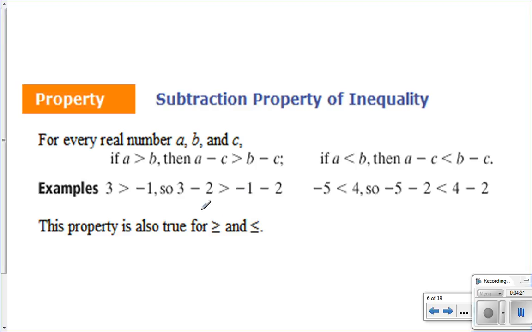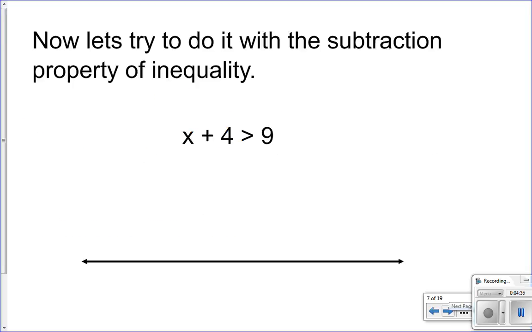Because over here, 3 minus 2 is 1, and that's greater than negative 1 minus 2, negative 3. Over here, I get negative 5 minus 2 is negative 7, less than 4 minus 2, 2. Negative 7 is less than 2. So now let's try to do it with the subtraction property of inequality. X plus 4 is greater than 9. So I'm going to subtract 4 from both sides, and I get x is greater than 9 minus 4, 5.